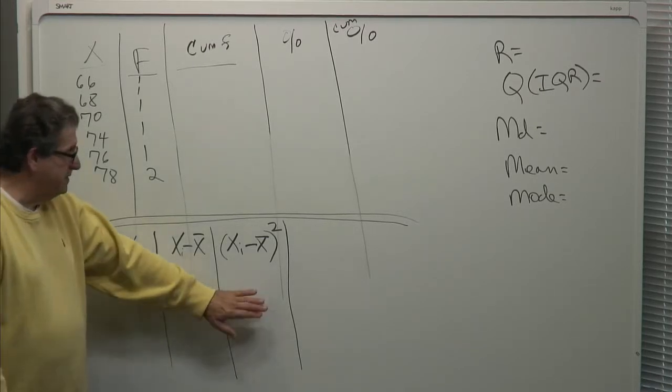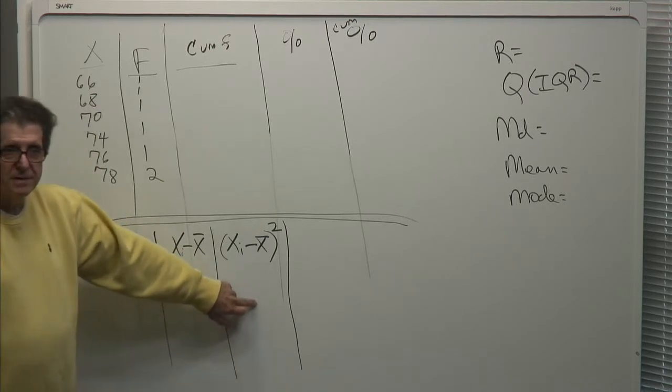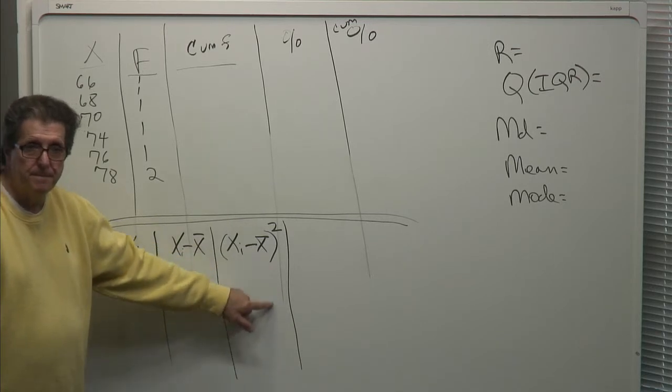Has anybody gotten this far? This column here? This 4 minus this square? Okay.